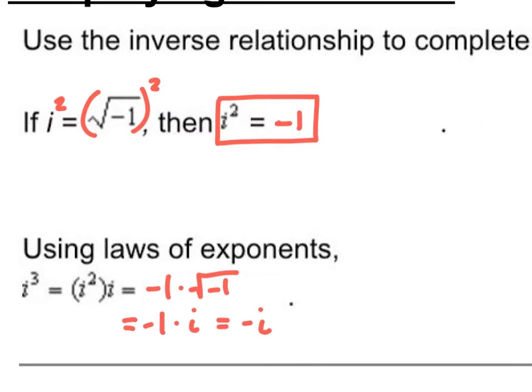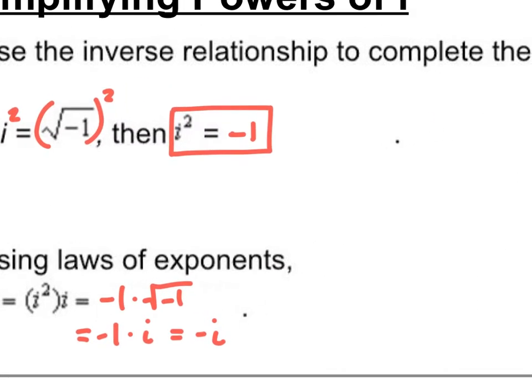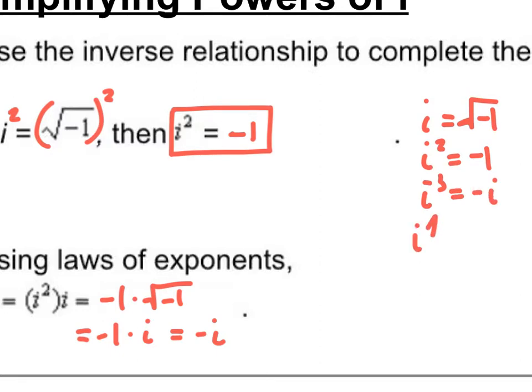So what we have is that i is equal to just the square root of -1. We've got i squared is equal to -1, and then we've got i cubed, which is equal to -i. So what about i to the 4th?